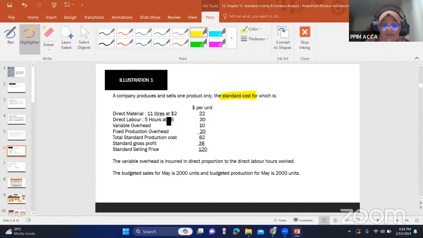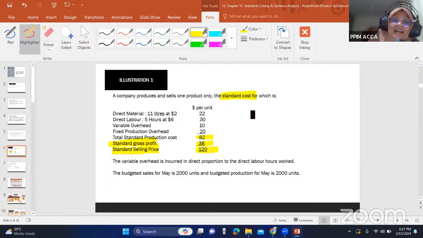Variable overheads, anything that you're incurring that is an overhead. It's not direct material, not direct labor, not direct expenses. It is something other than that, but it is variable, not fixed. That is 10 per unit. Fixed production overhead is 20 per unit. Then it says the total standard production cost. So according to my budget, it should cost me $82 to make a chair. To this, I can add whatever profit I want. Here they're saying that the profit is 38. So I add 38 to 82 and find out that if things go according to plan, I have to sell this chair for $120.